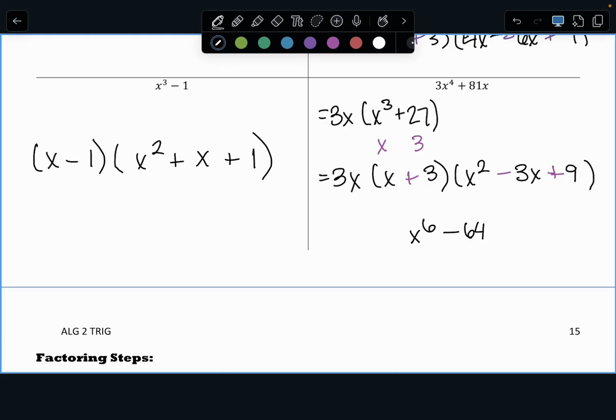This x to the 6th. What's the square root of x to the 6th? x cubed. What's the cube root of x to the 6th? X squared. So with just the x to the 6th, I could go either way, cube or square. 64, I could also go either way. It's 4 cubed or 8 squared. I want you to always do difference of squares first, if possible.